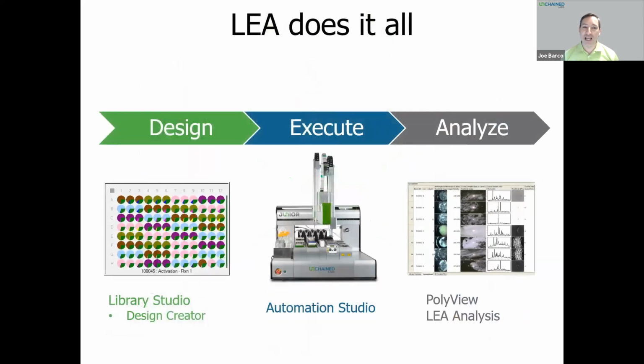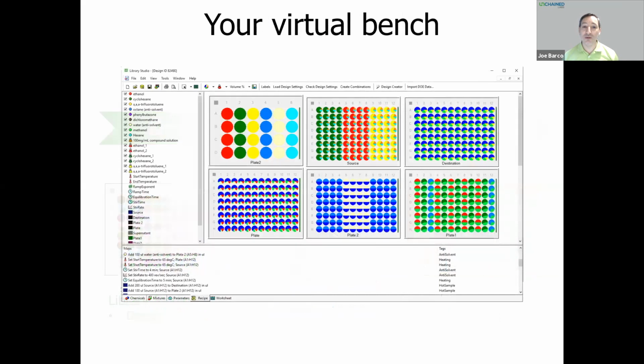LEA as a software package includes experiment design through Library Studio and Design Creator, experiment execution through Automation Studio, and optionally analysis through Polyview and LEA analysis. Data can also be visualized by many other approaches. Georg will soon speak about the way they enabled a larger group of chemists to design experiments to run on their Junior, but allow me to give a brief intro to Library Studio and Design Creator first.